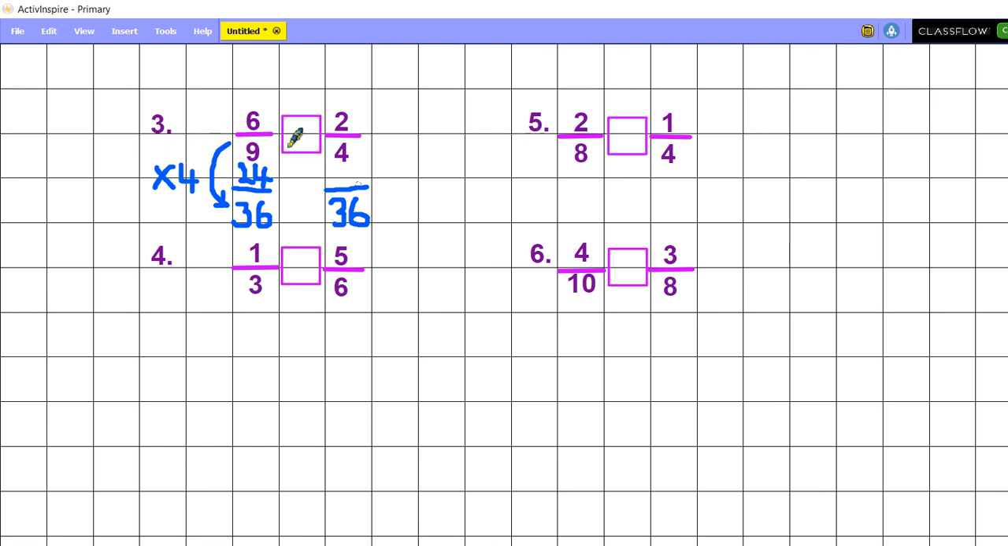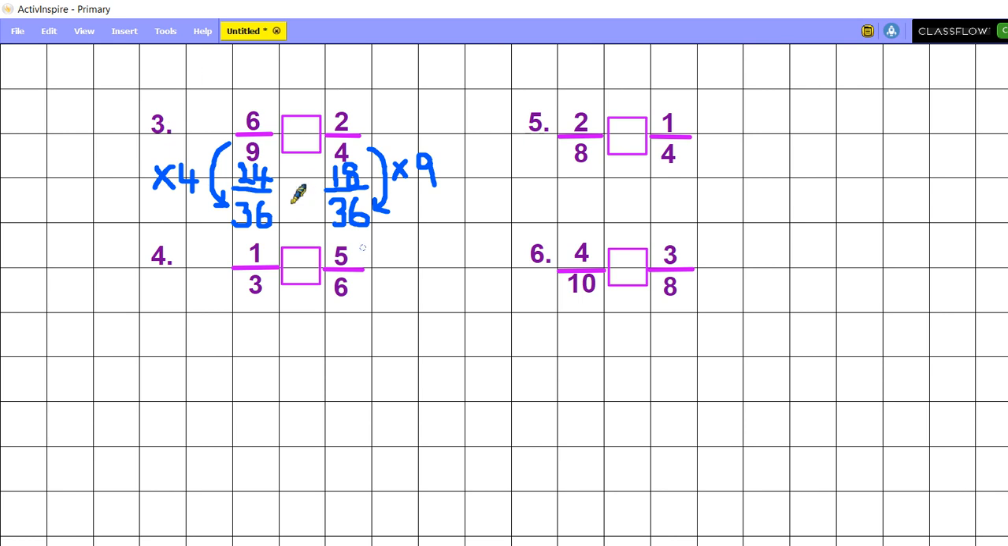And then here at the bottom, on the right, I need to look at what I've done to the 4 to get 36. And I know that I times my denominators, so I know that I times 4 by 9. So I now need to do 2 times by 9. Remember the rule is whatever I do to the numerator, I do to the denominator and vice versa. So 2 lots of 9 is, well done, 18. So now I've got 24/36 and I've got 18/36.